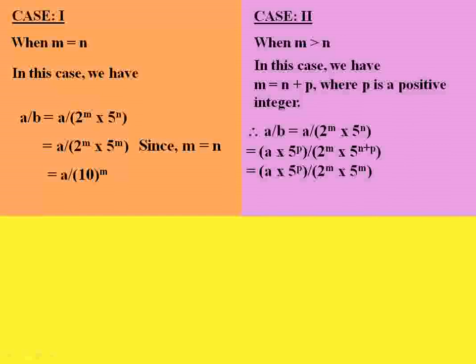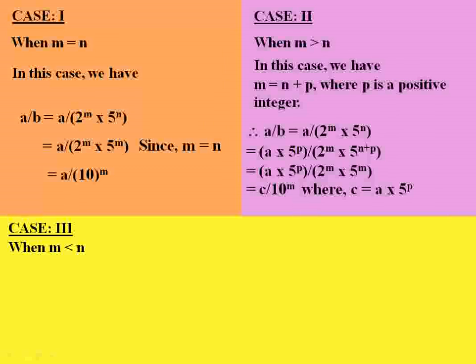Since n plus p is equal to m, we get a into 5 to the power of p divided by 2 to the power of m into 5 to the power of m, which is equal to c divided by 10 to the power of m, where c is equal to a into 5 to the power of p.